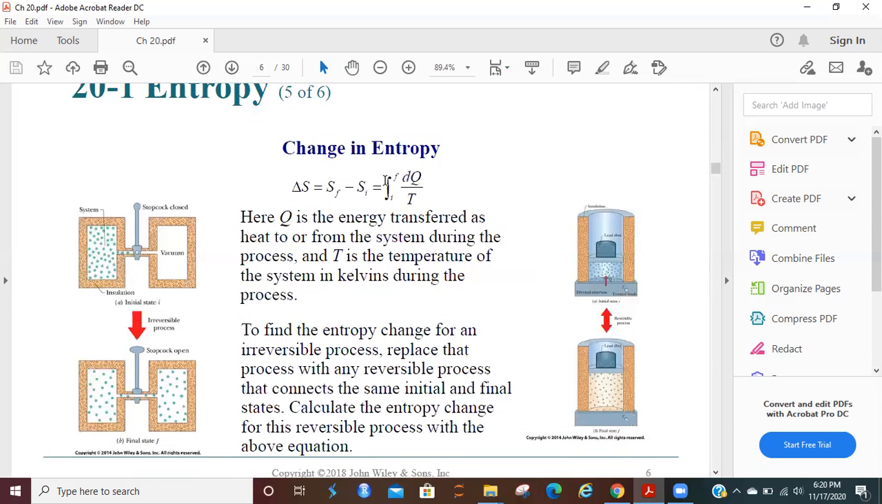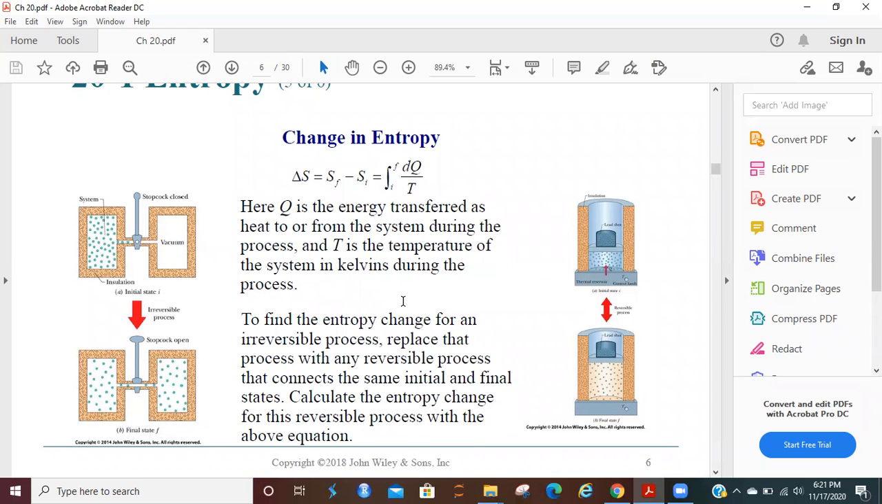So if we're going to look at the change in entropy, you're not going to calculate the actual final and the actual initial unless they're given to you, because in many ways they're just meaningless. But the change in entropy is going to be the integration of the infinitesimal portions of heat that are added divided by the temperature. So here Q is the energy transferred as heat to or from the system during the process, and T is going to be the temperature of the system in kelvins.